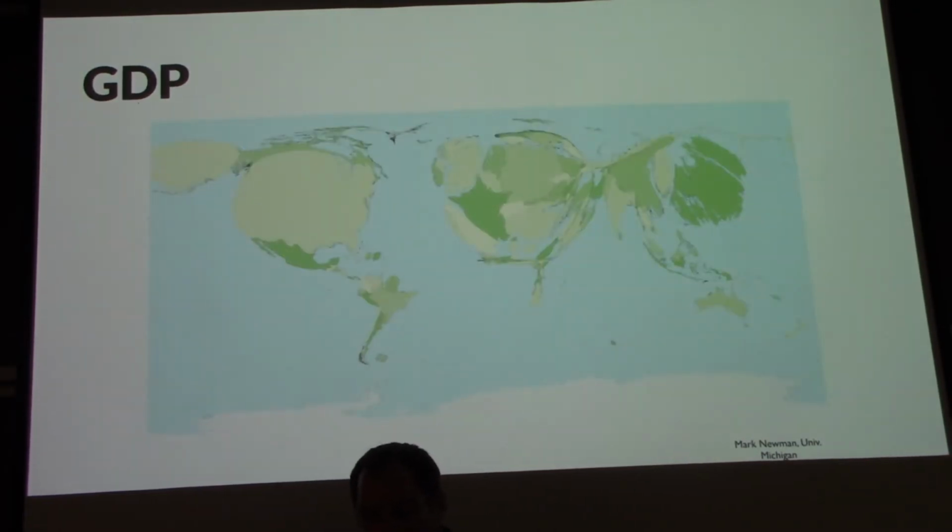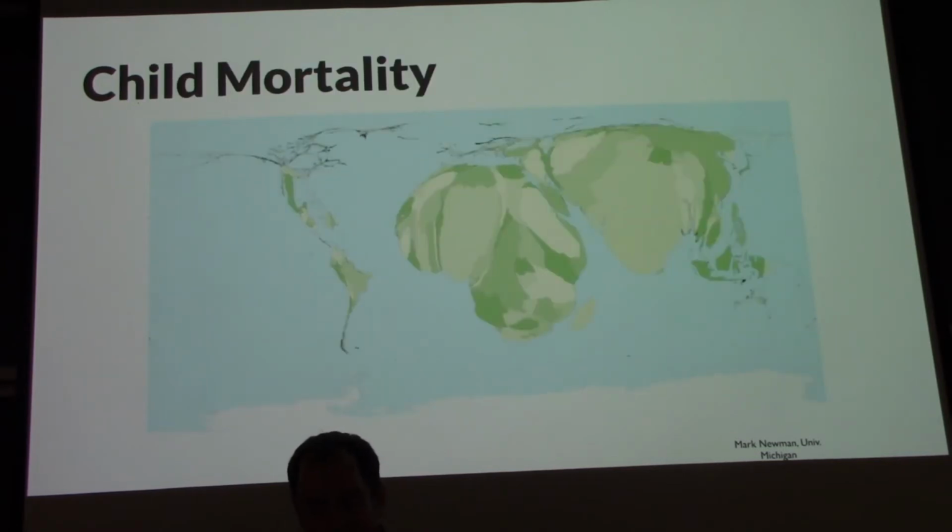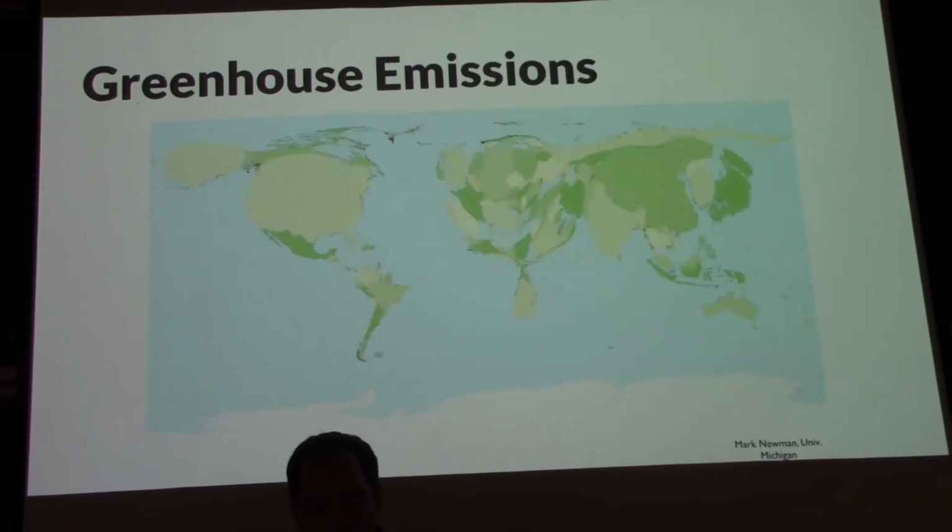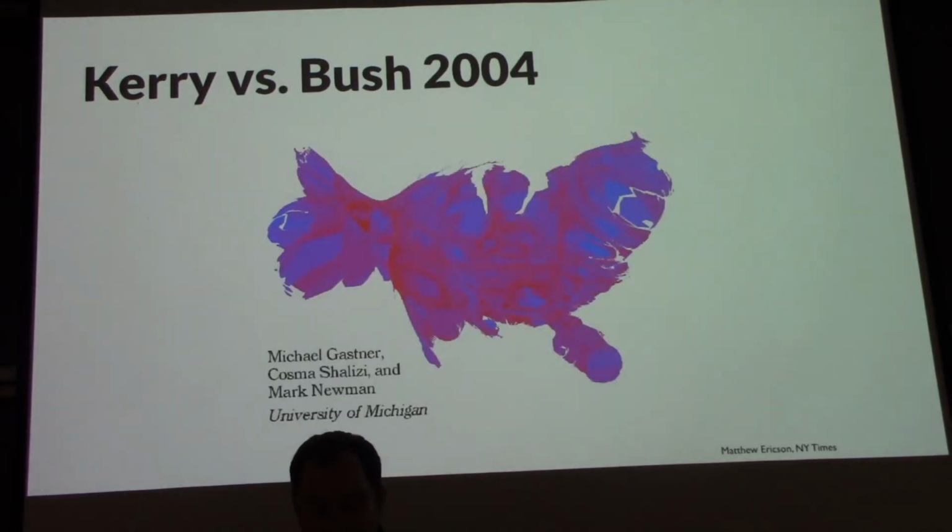Here is the same map for GDP, and we can see that this is now almost unreadable, right? Especially in Central Asia, and it's really hard to see what is going on in Africa. You wouldn't even be able to read an individual country. Child mortality: you see that child mortality in industrialized countries is pretty low. Greenhouse emissions. Kerry versus Bush.